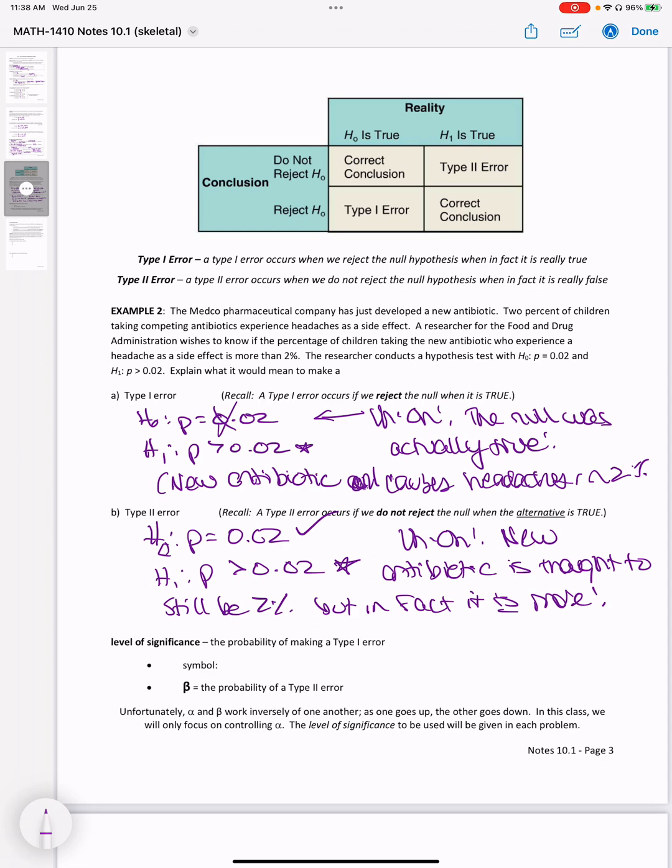The most important part here I want you to see is that the level of significance is the probability of making a type 1 error. So if the level of significance, the probability of making a type 1 error, is 0.05, this is the probability of type 1. There might be questions asking what's the probability of a type 2 error, and they're not going to give you that explicitly. The probability of a type 2 error is beta, and it's 1 minus 0.05, or 0.95. It's kind of like the confidence interval thing.